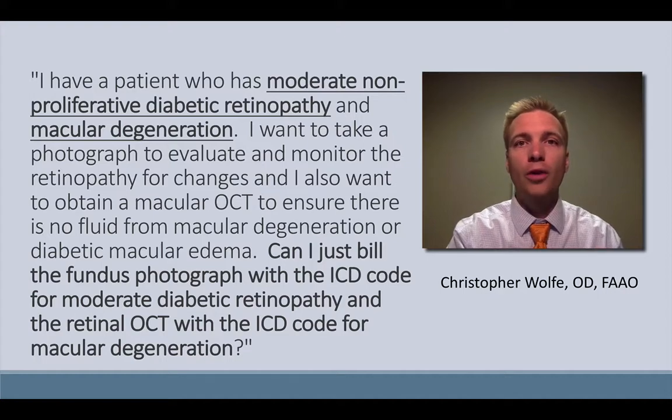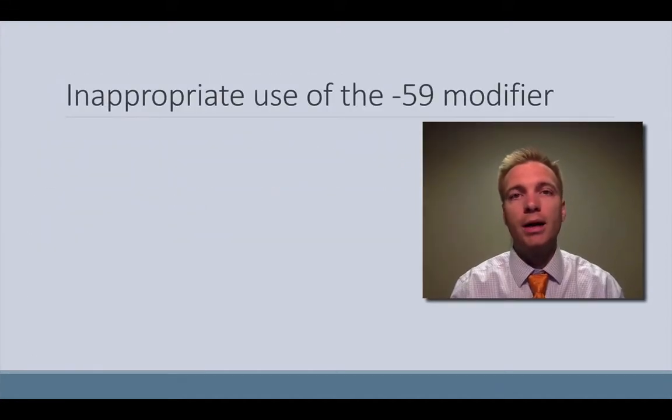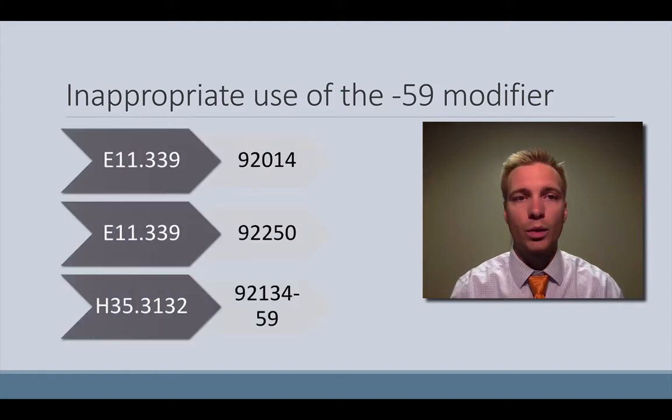If we looked at the way that this billing would look to a payer, it would look similar to this, where we would have the 92014, or let's say any office visit could be a 99 code, that would go to your diabetic retinopathy along with your 92250, your fundus photo. And then oftentimes what you'll see people do is utilize a 59 modifier on a 92134, and link that to a different code, in this case macular degeneration. But this is really not the intent of a 59 modifier.